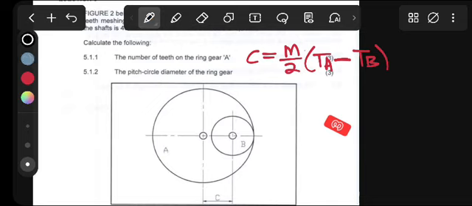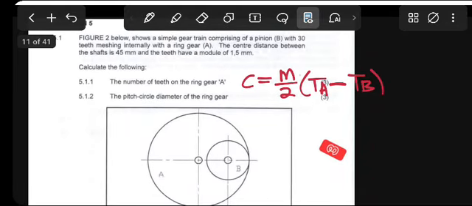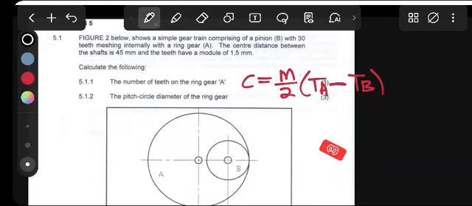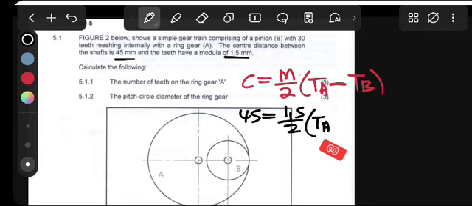So what is our center distance? We're given that the center distance is 45. The module there is 1.5, divided by 2, times the teeth of A, which we don't know and have to calculate, minus the teeth of B, which is 30. So here you cross multiply: 45 multiplied by 2, divided by 1.5.